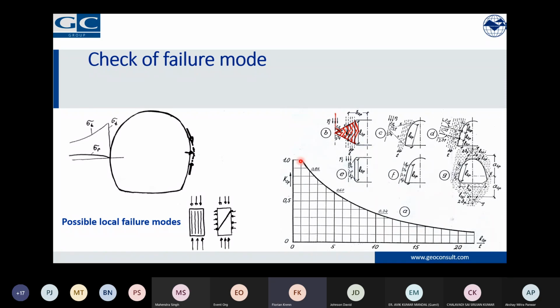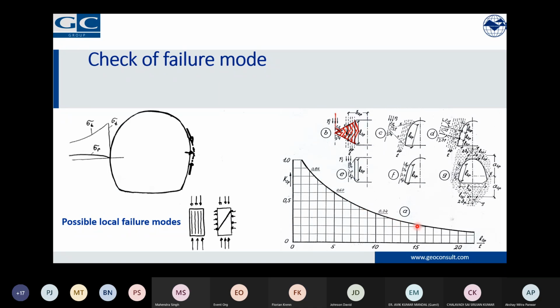And this relationship here is basically telling us, okay, when this LSP is the same as the distance between the joint sets, then the full, so to say, cube strength is applicable, the full intact strength. But if we have joint sets which are smaller than this length here, this buckling length, so to say, there is a strength reduction.